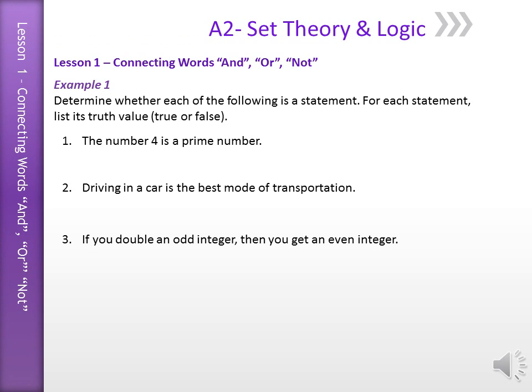Example 1. Determine whether each of the following is a statement. For each statement, list its truth value, that is, whether it's true or false. Number 1. The number 4 is a prime number. Now just recall that a prime number is a number that is only divisible by 1 and itself. For example, 7 is prime because it is divisible only by 1 and 7. In this case, 4 is not a prime number because it is also divisible by 2. Therefore, this is a statement, but the statement is false.